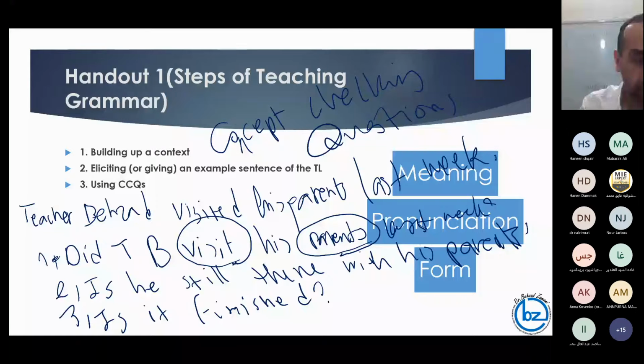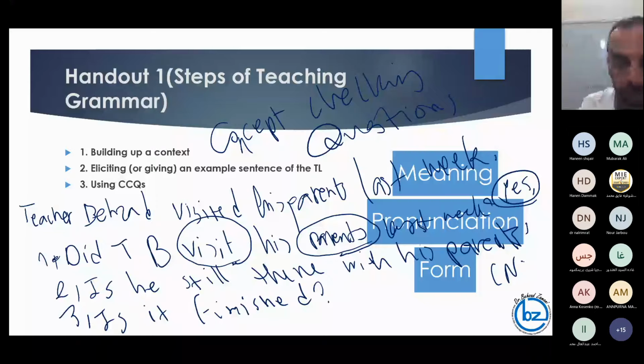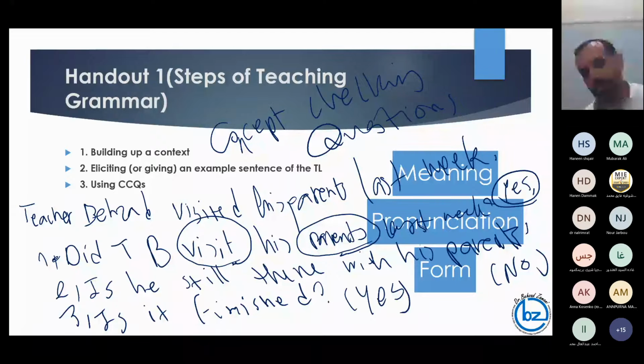So these questions that I've written, for example, for you, they can be there. Did the teacher visit his parents last week? You say yes. And it's really important that you prepare those CCQs for yourself before the lesson. Is he still there with his parents? No. Is it finished? Yes. So 3 questions that exactly target the point about the action and about this meaning that it is finished or not finished. In this way, now I'm sure that I conveyed the message. I can go through the next stage.